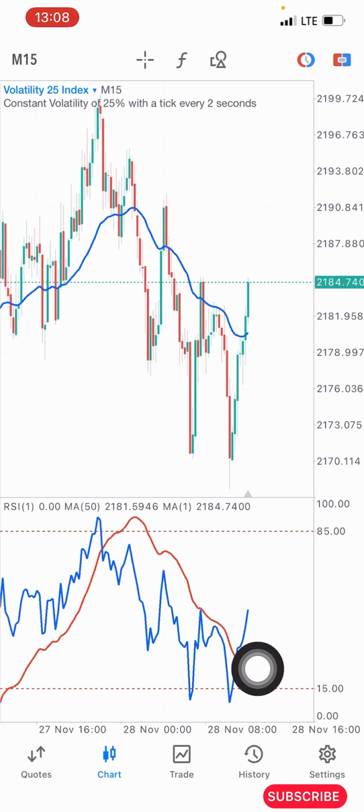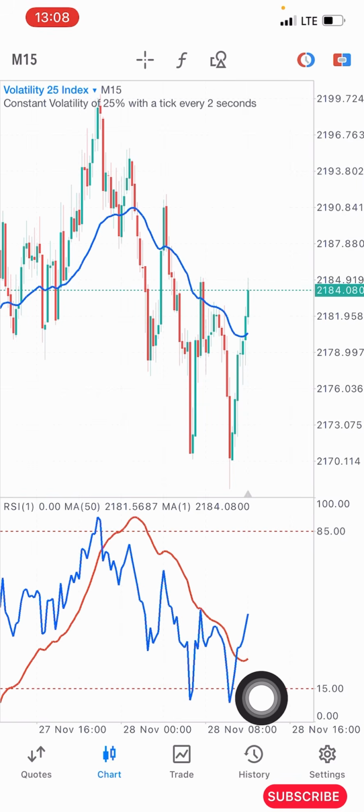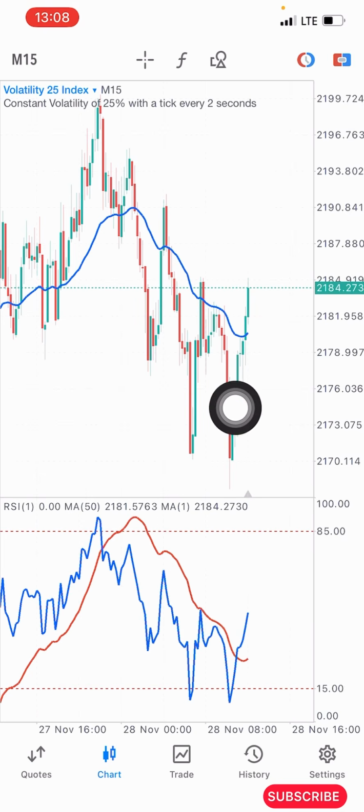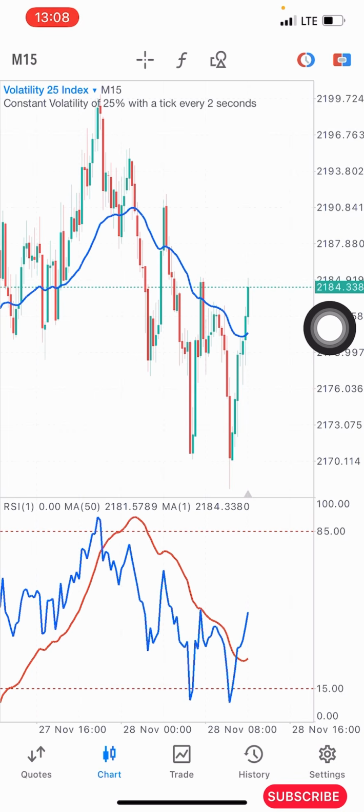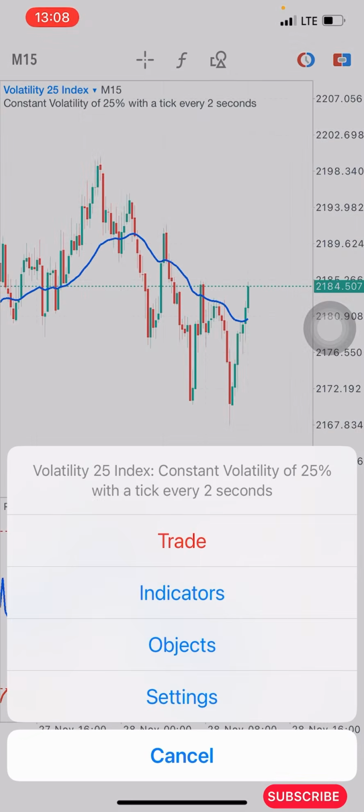This is not a strong buy area. This is not a strong support and resistance level. This red line also needs to get to the 15 level. Then that is when you start looking for buy opportunities. But you can also go in for this, but it's not advisable. If you understand price action, then you can still make the buy on this.